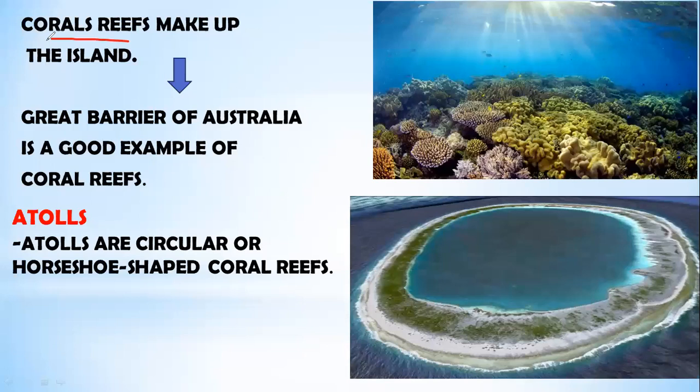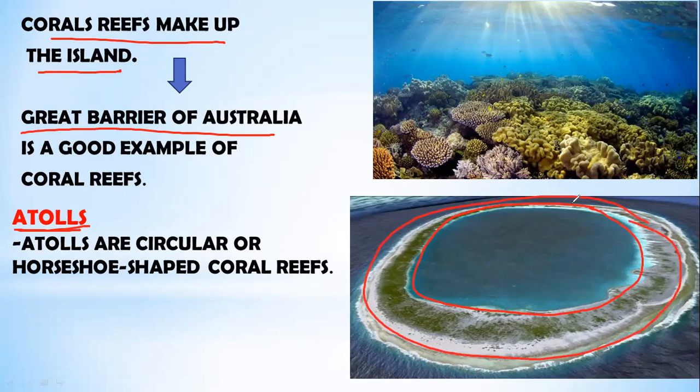Now, through that, coral reefs make up the island. When the skeletons get layered up, they lead to the formation of an island. And the most beautiful example of coral reef is the Great Barrier Reef of Australia. A similar type of physical feature formed due to corals is called atolls. When coral reefs reach the surface of water and form a horseshoe shape, these are called atolls. So atolls are circular or horseshoe shaped coral reefs.